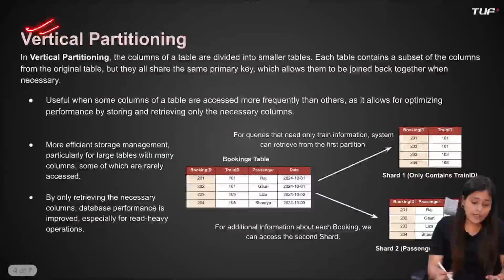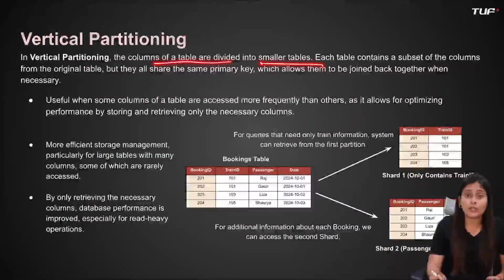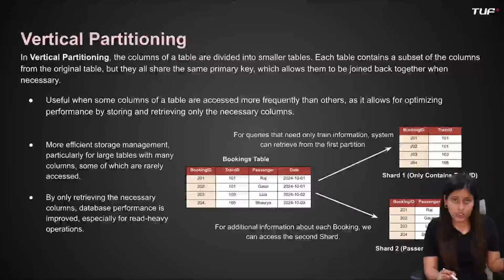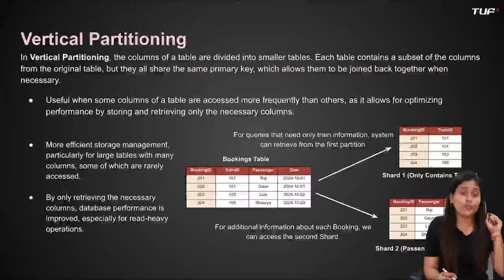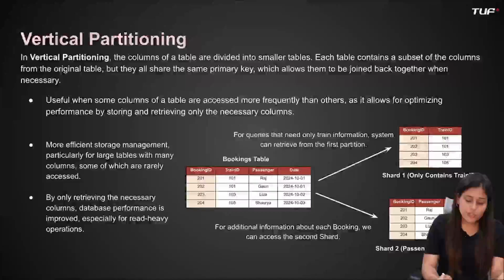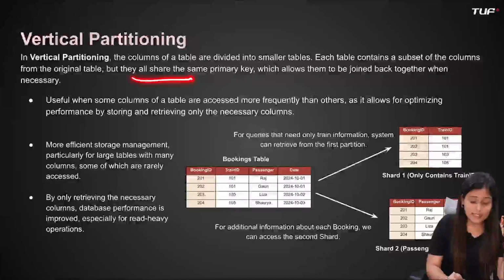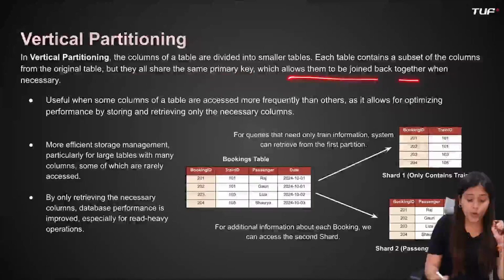Now in the case of vertical, the columns of a table are divided into smaller tables. Unlike in horizontal partitioning, where we were dividing the database on the basis of rows, here we will be dividing it on the basis of columns. Each table contains a subset of the columns from the original table, but they all share the same primary key, which allows them to join back.